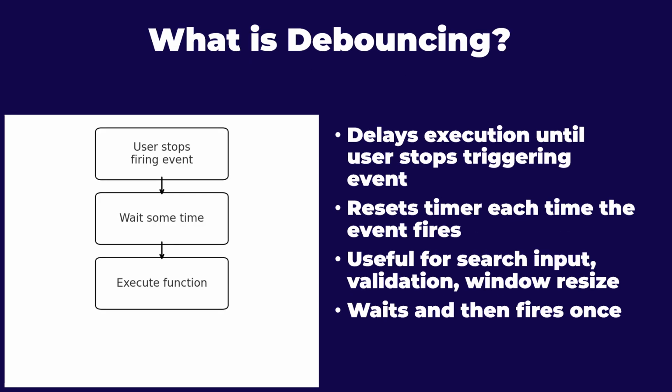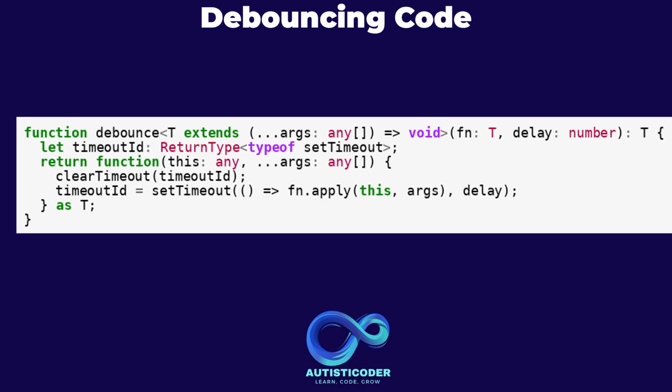Debouncing waits. It delays the function until after the action has stopped for a set amount of time. If the event keeps firing, the timer resets. It's like waiting until someone finishes talking before you respond. Here's my code to implement debouncing in TypeScript. Feel free to pause this video here to study it.